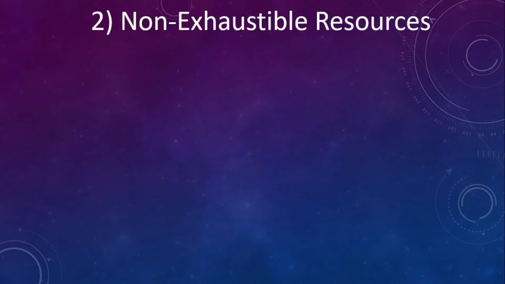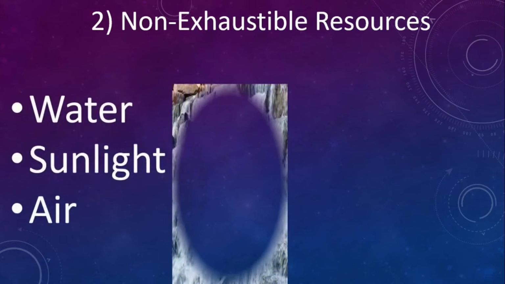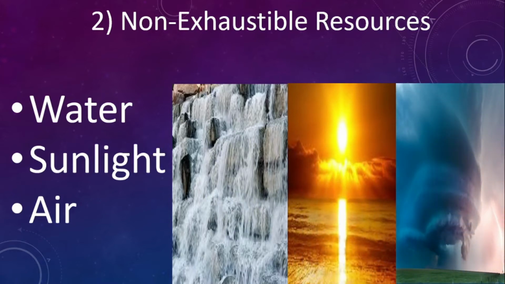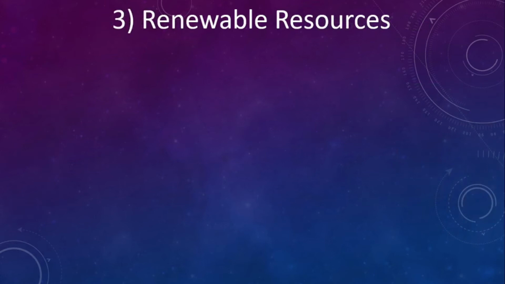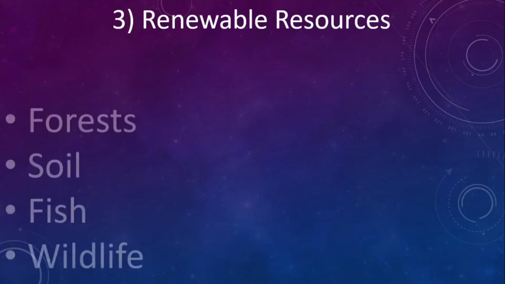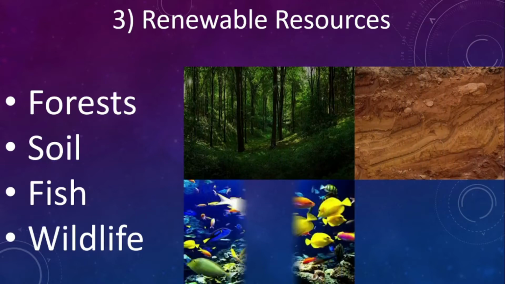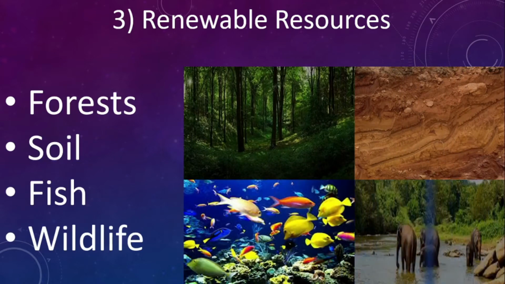Non-exhaustible resources. It means they are not limited. Some examples: water, sunlight, air. Due to unfavorable activities carried out by humans, the quality of non-exhaustible resources could possibly get deteriorated. Renewable resources. These resources could be replenished, but the process of replenishment takes a long time. Examples: forest, soil, fish, wildlife.